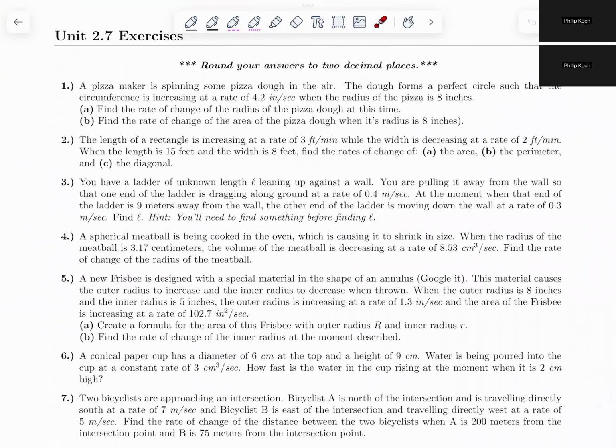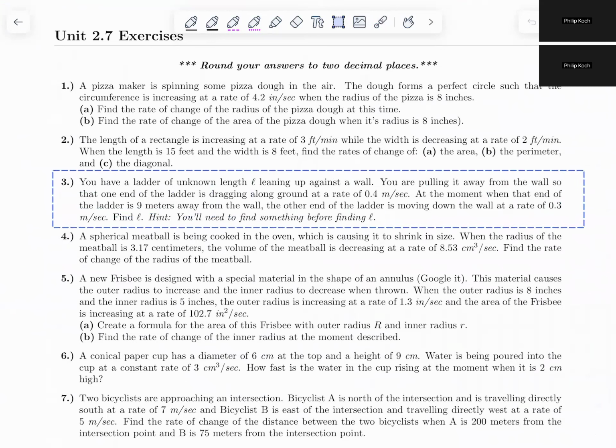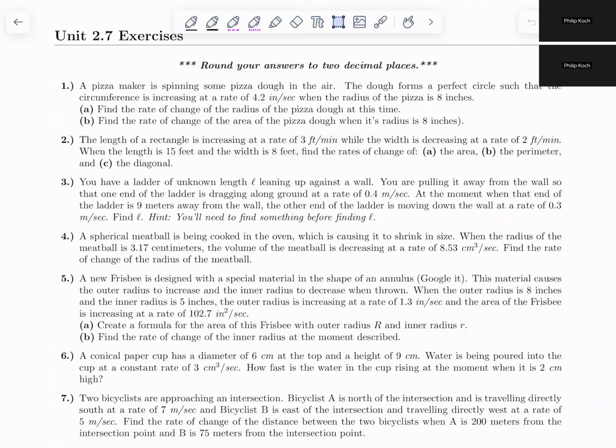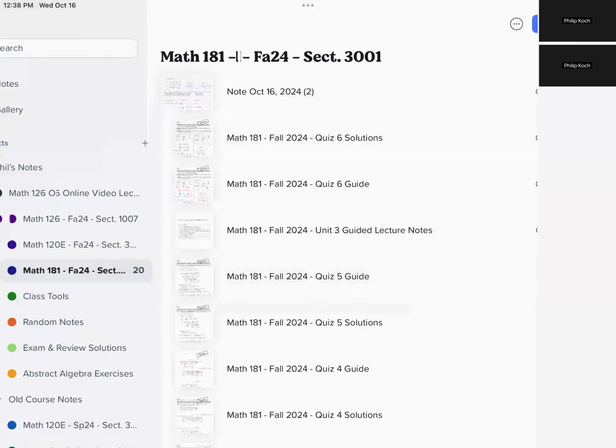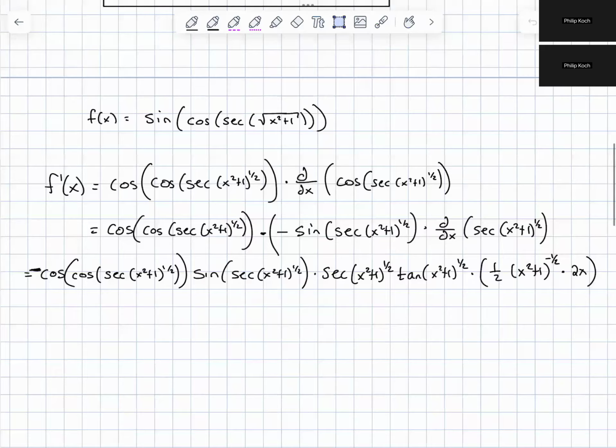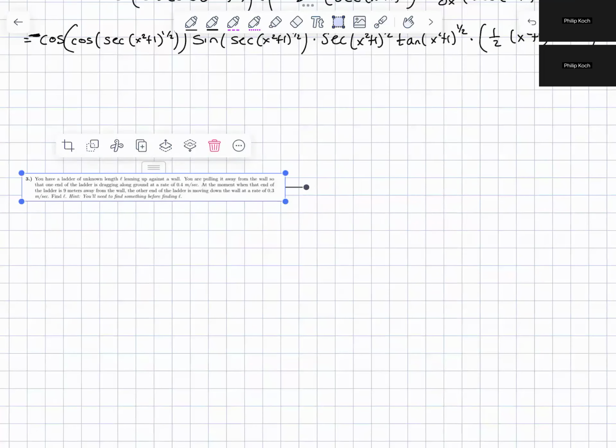Oh, this one. Forgotten about this one. So you have a ladder of unknown length L leaning up against a wall. You are pulling it away from the wall so that one end of the ladder is dragging along the ground at a rate of 0.4 meters per second. At the moment, you know what? I'm just gonna copy this. I think it'll let me do this. I love technology.